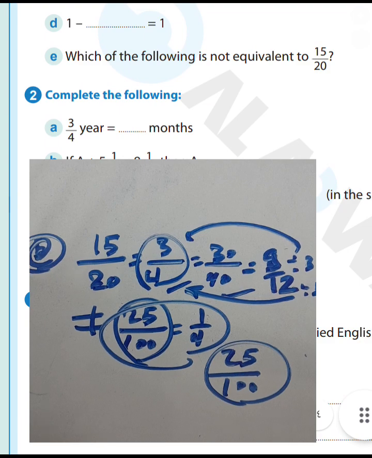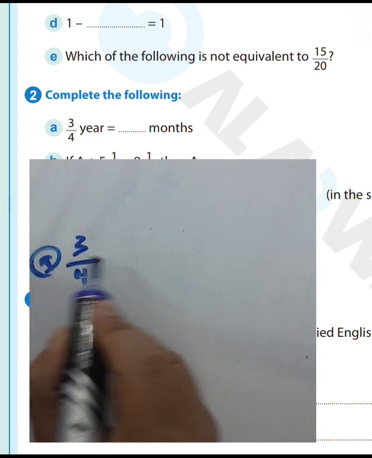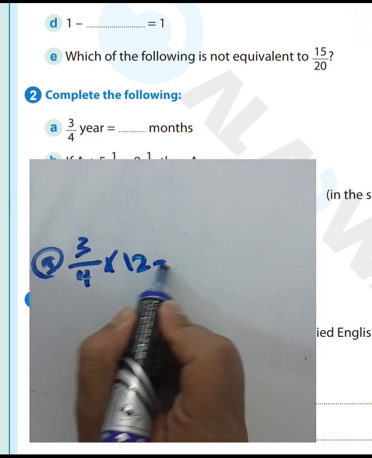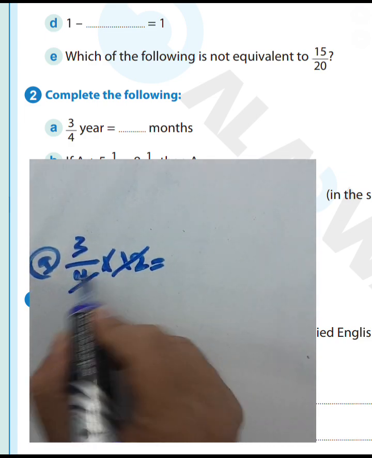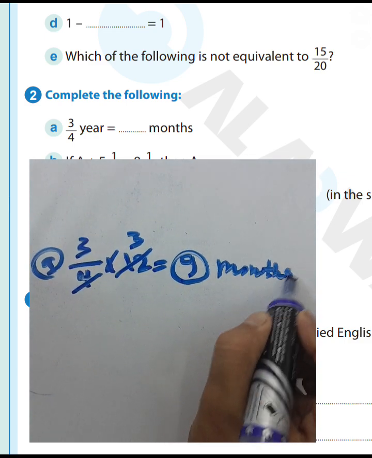Question number 2, 3/4 year. You must multiply by 12 to convert from years to months. 12 divided by 4 equals 3, 3 times 3 equals 9. Then we have 9 months.